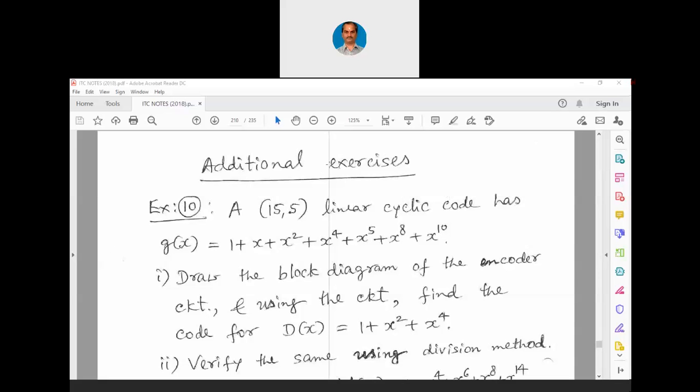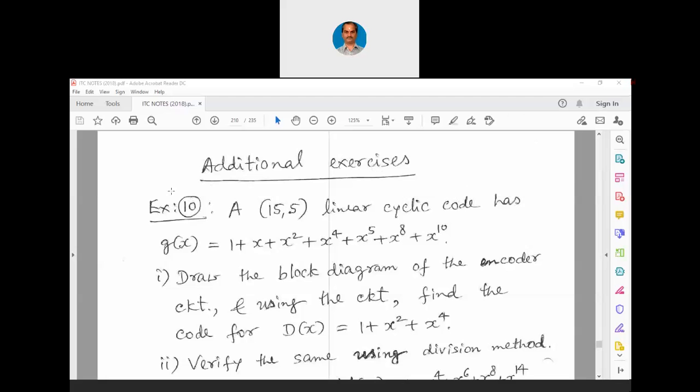for the cyclic codes. In the module 4 there was no additional exercise written by me, because the procedure is same for any type of linear block coding. So you can work out the same exercises which are present in the notes.